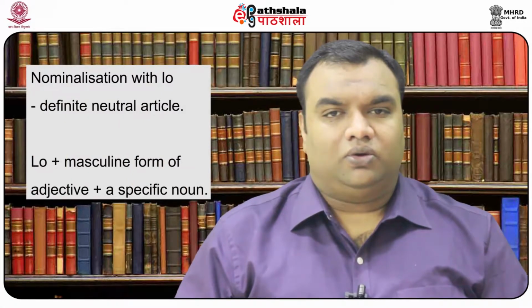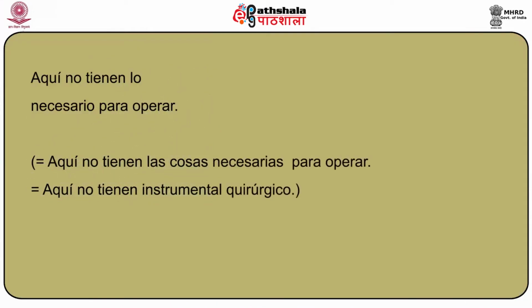Nominalisation with lo, the definite neutral article. Lo never defines nouns because in Spanish there are no neutral nouns. Lo itself is used to substitute parts of speech. Lo plus the masculine form of the adjective is equivalent to the thing or things plus adjective, or a more specific noun than thing. Let us see some examples.